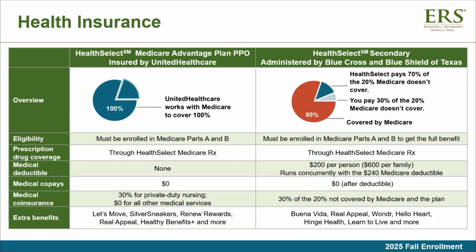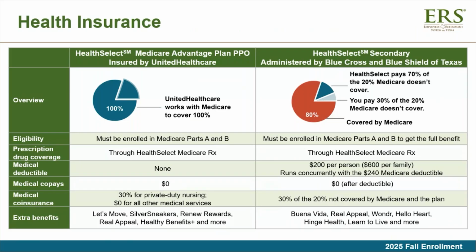Now, you and your eligible dependent must be enrolled in Medicare Part A and Part B in order to have that Health Select Medicare Advantage plan. Okay, if your dependent is not enrolled in Medicare, then they will just stick with the Health Select benefit that they currently have. They won't see any changes to their insurance.